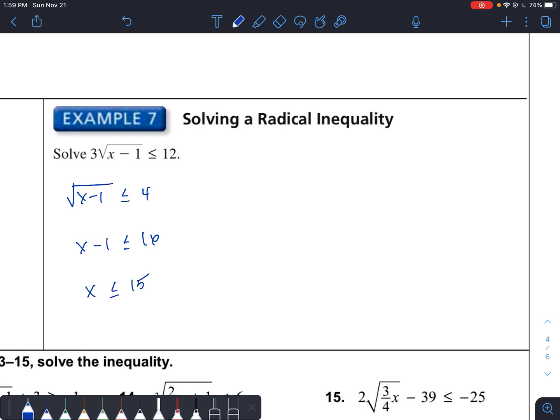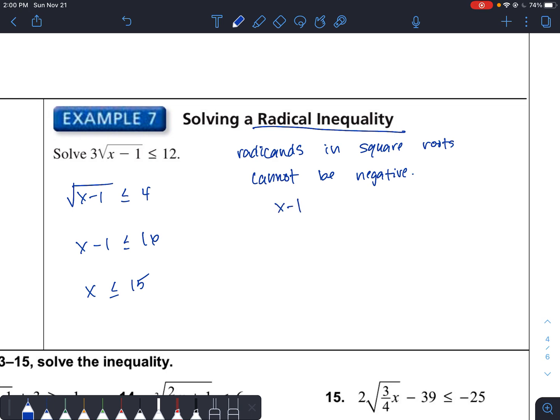Now we have to be careful about radical inequalities when the radical has a second, or when it's an nth root. A square root, because the radicand underneath a square root cannot be negative. Remember that radicands in square roots cannot be negative. So, meaning that x minus 1 has to be greater than or equal to 0 right here.